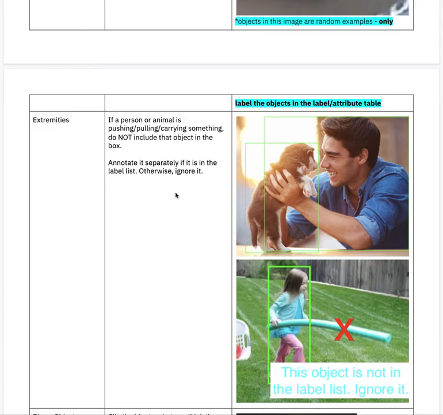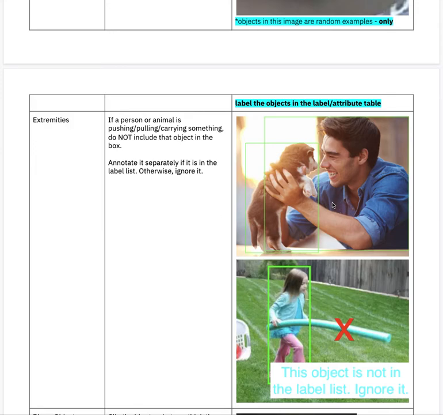Extremities for people or animals. So if a person or animal is pushing, pulling, or carrying something, do not include that object in the box. In fact, just annotate it separately if it's on the label list. If it's not on the label list, do not annotate it.